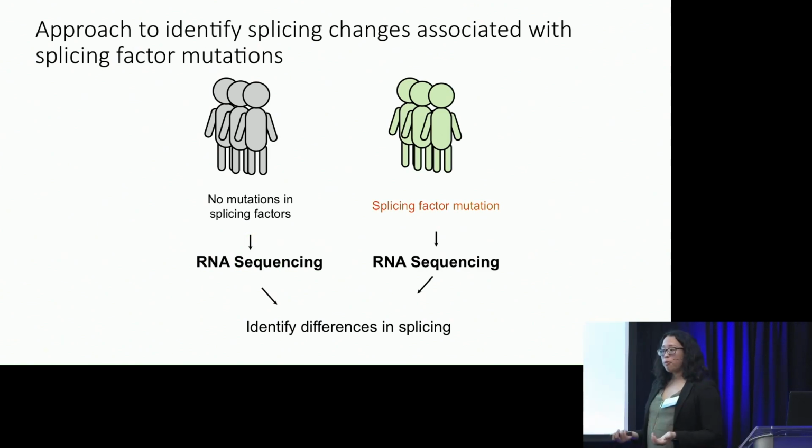So some of you might have heard of DNA sequencing, where you can actually sequence the RNA as well. So we can take that RNA sequencing from these 2 sets of donors and then look for differences in splicing. So what introns are being spliced out that's different in the donors that have these splicing factor mutations?